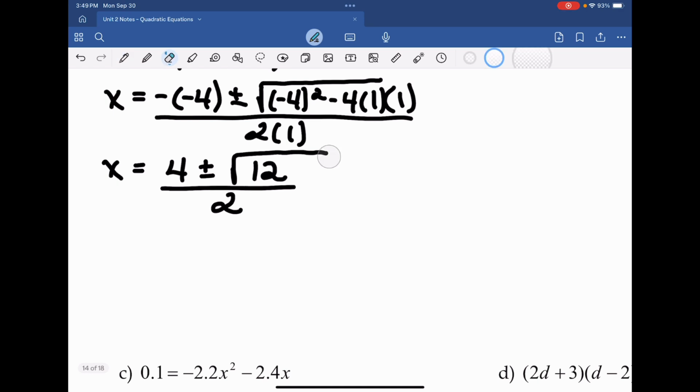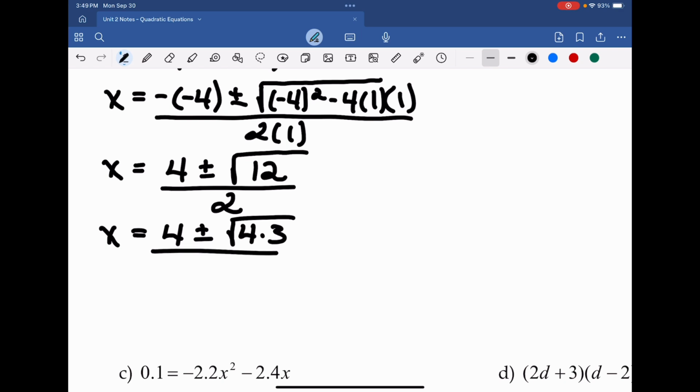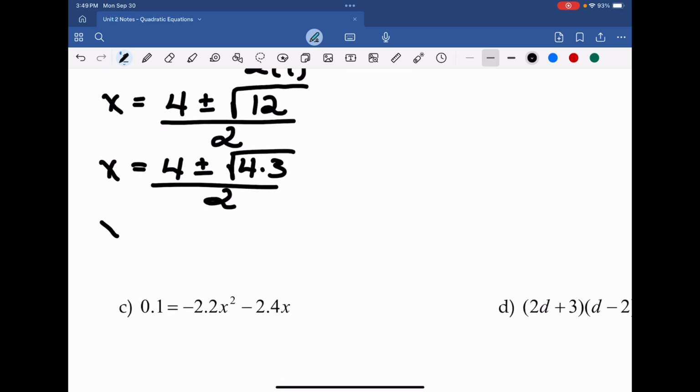Now, for some of you, you might be tempted to just stop here and say that's good. No, we have to reduce this radical. And this is a Math 10C skill. What is the largest perfect square that divides this 12? It's actually 4. So I could rewrite the radical as the square root of 4 times 3, all divided by 2. What happens when I take the square root of 4? It gives me 4 plus or minus 2 square root 3, all over 2.